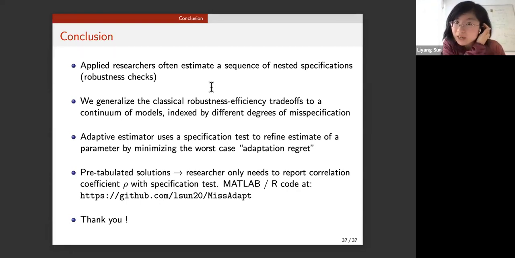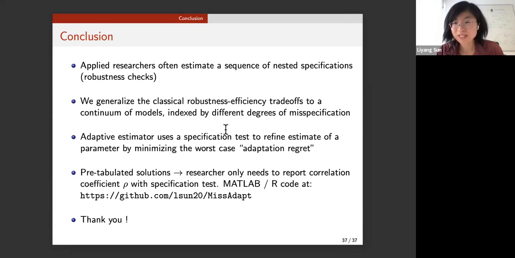So this is about robustness checks that are very common in applied micro research that reports estimates from a sequence of nested specifications. And we recognize that this is the classical robustness efficiency trade-off. In particular, we're able to allow the trade-off based on a continuum of models indexed by different degrees of misspecification. And our proposal is based on a single estimator that we call the optimally adaptive estimator that uses the overid test statistic not to select a specification, but rather to combine these estimates into a single estimate that minimizes the worst case adaptation regret.